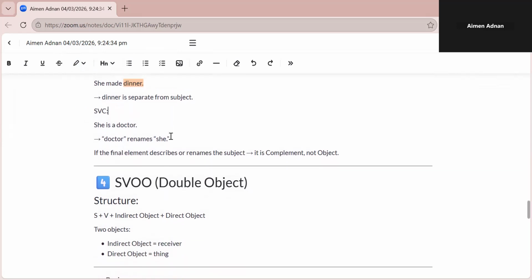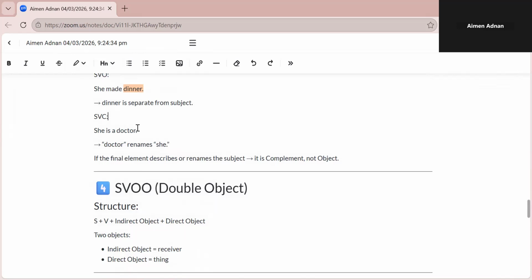Now look at the other example. She is a doctor. Now, doctor is something that is adding meaning to her. That is an attribute. That is something that is describing her, that she is a doctor. So, doctor is not an object, it is a complement. It is adding meaning to your subject, and that is why this becomes an SVC structure.